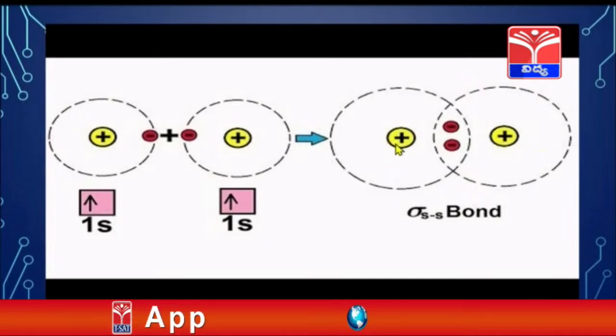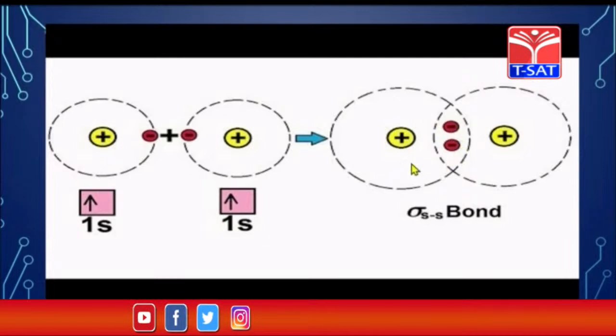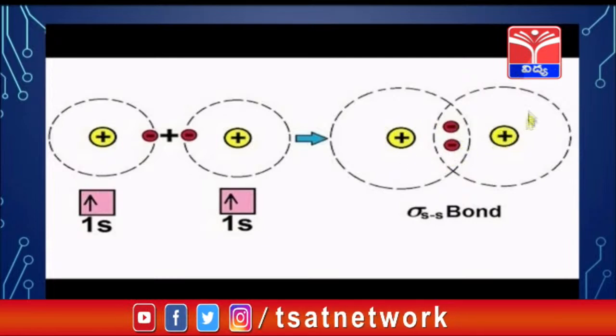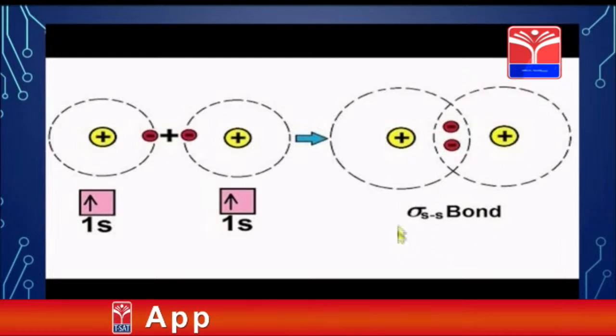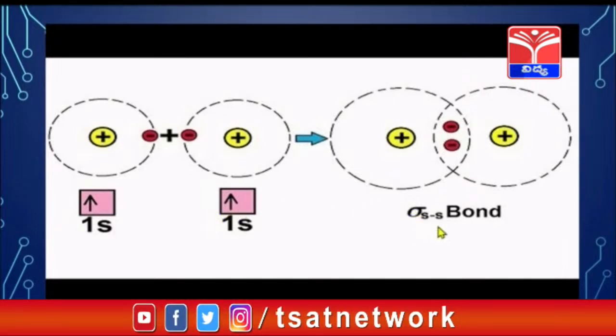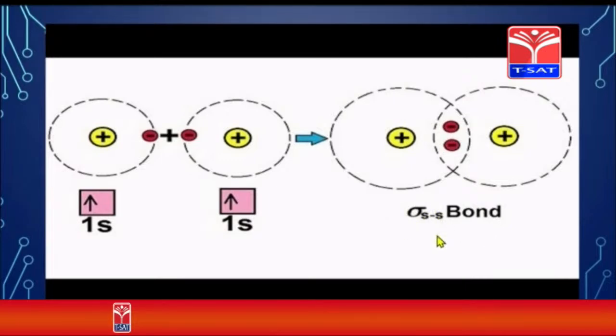This is the nucleus of one hydrogen atom and this is the nucleus of the other hydrogen atom. This is the shared pair of electrons, and the nucleus of one hydrogen atom attracts the pair of electrons. The nucleus of the other hydrogen atom also attracts the shared pair of electrons, thus forming a single sigma bond. This sigma bond is formed due to the overlapping of the s orbital of one hydrogen atom with the s orbital of another hydrogen atom. So, we say it is a sigma s-s bond.